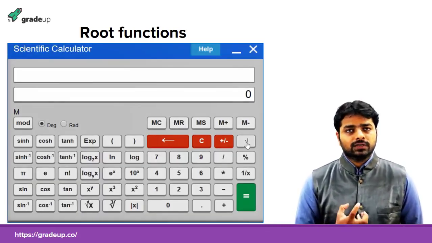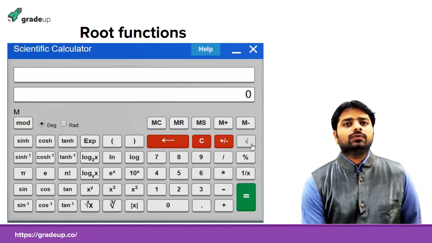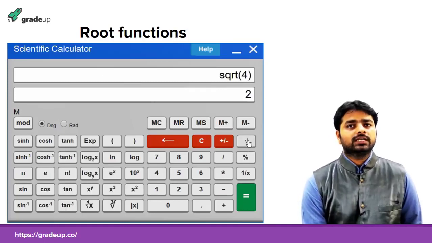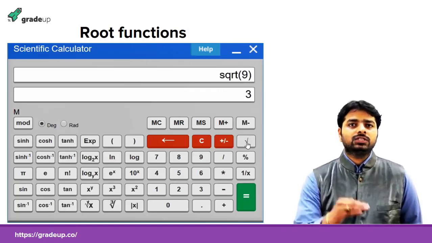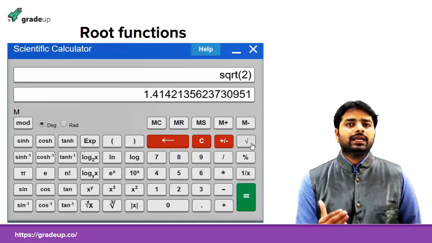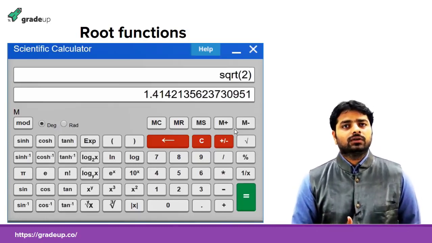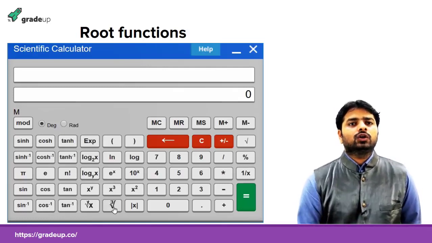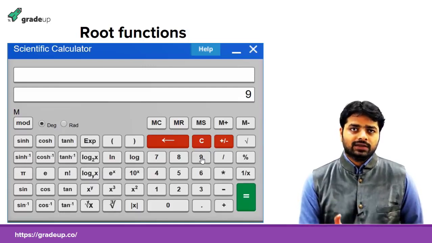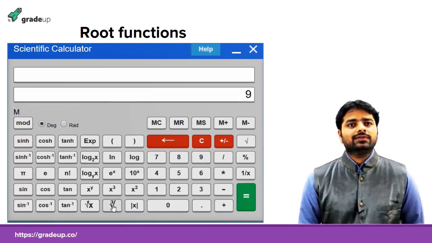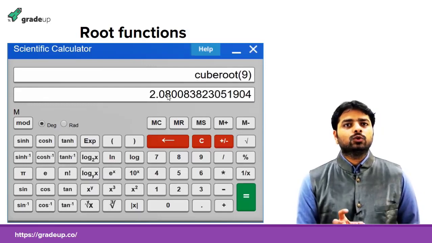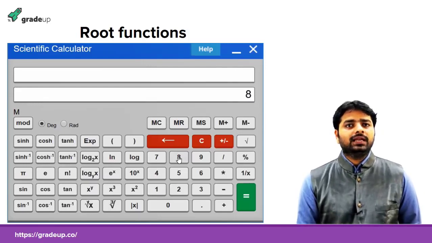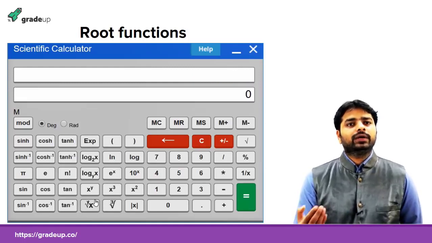Now I am going to calculate the square root first. The square root of 4 will definitely be 2, you can see that, and the square root of 9 will be 3. You can calculate any square root value using the virtual calculator. Now, the cube root of any value: first press 9, then cube root. The value of the cube root of 9 is 2.08. Similarly, I pressed 8 and then cube root, which gives 2. You can calculate this for any other value.